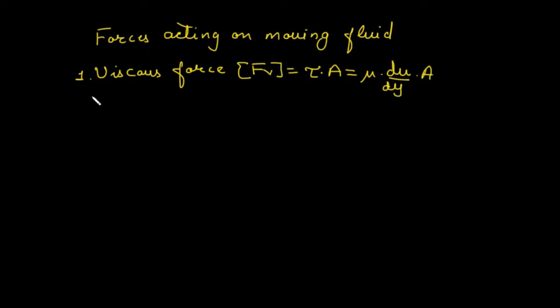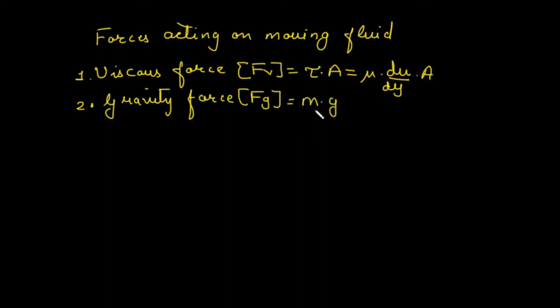Again, we have the next force, which is the gravity force. Gravity force is denoted by F of G, and it is nothing but the weight of the fluid element which is acting vertically downward, and it will be given by m into g, where m is the mass of the fluid element and g is the acceleration due to gravity.